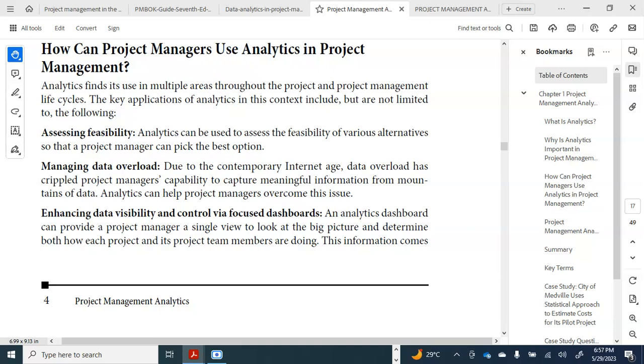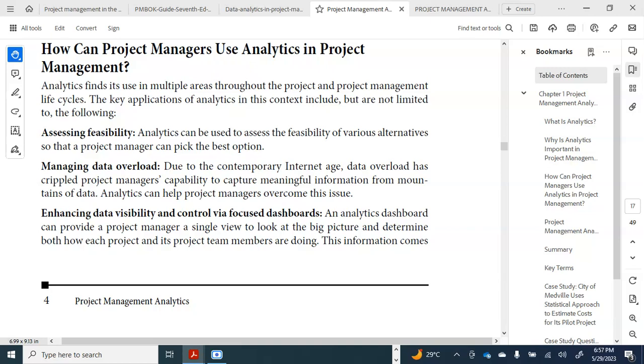So I've talked about managing data overload. Due to the contemporary internet age, data overload has crippled project managers' capability to capture meaningful information from a mountain of data. Analytics can help project managers overcome this issue. Believe me, it's very accurate. It will help you overcome data overload, no matter how big or cumbersome your data is. Analyzing it will help you.